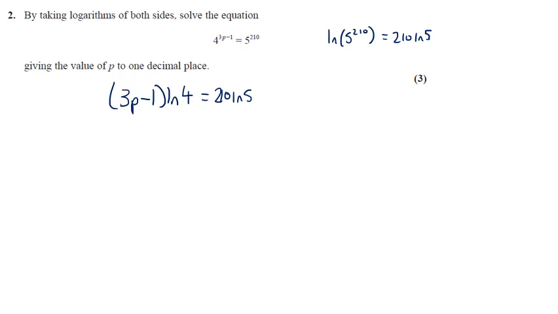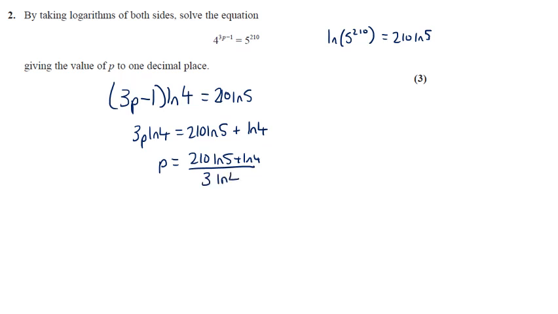Then I need to multiply this out and isolate the p terms. So I've got 3p ln 4, then I've got minus ln 4, which I'll put on the other side, so plus ln 4. And therefore if I divide by 3 ln 4, I get p. I want an answer to 1 decimal place, so if I put that into my calculator, I should find 81.6 is the answer.